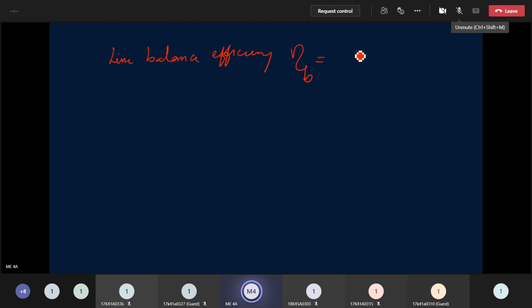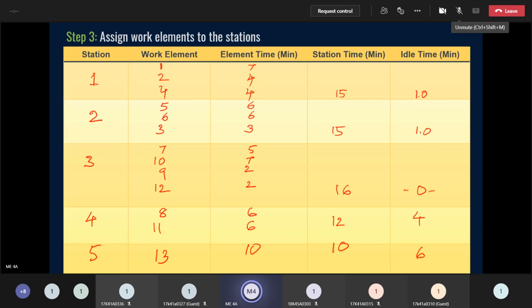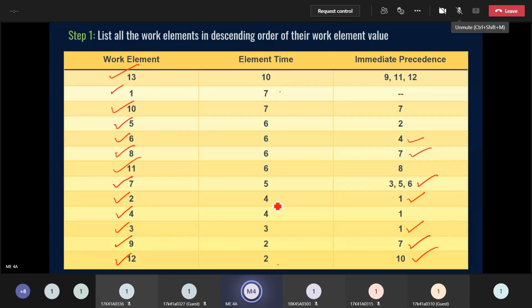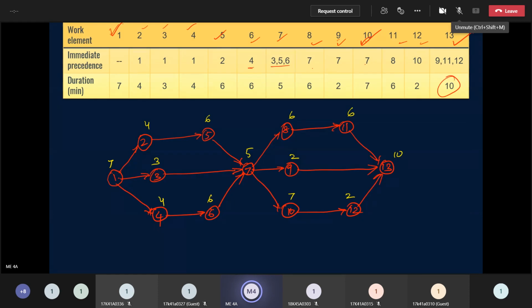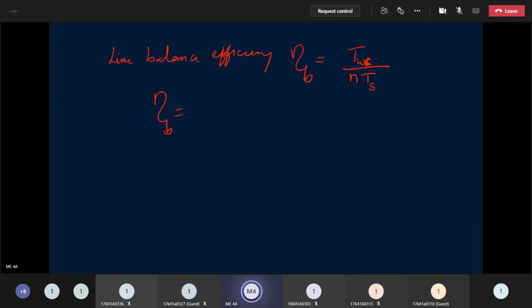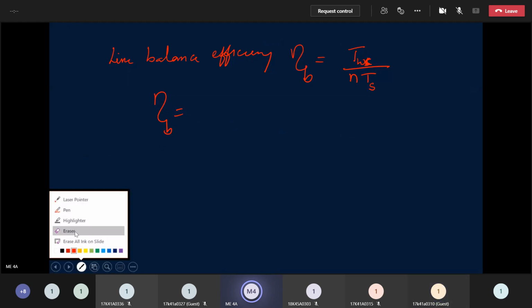You have the formula: total work content, TWC, divided by number of stations into service time. So total work content means the sum of all these element timings. If I sum up all of them, how much will I get? Let me write here. TWC I will write first.